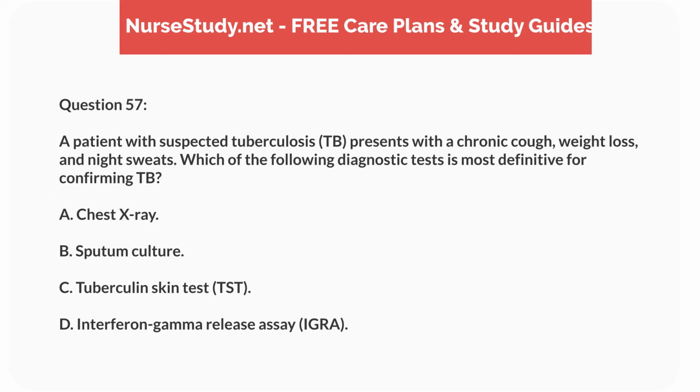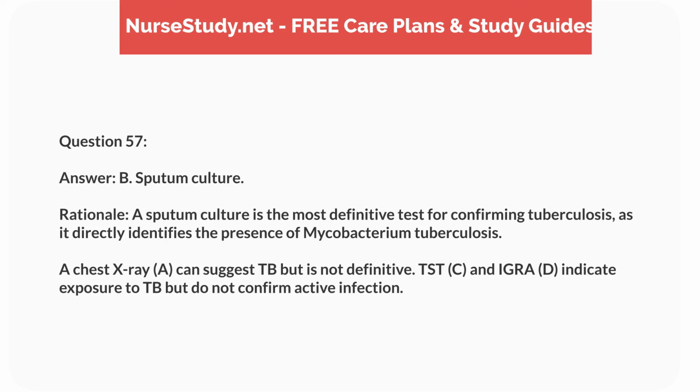Question 57. A patient with suspected tuberculosis, TB, presents with a chronic cough, weight loss, and night sweats. Which of the following diagnostic tests is most definitive for confirming TB? A. Chest X-ray. B. Sputum culture. C. Tuberculin skin test, TST. D. Interferon gamma release assay, IGRA. Answer: B. Sputum culture.